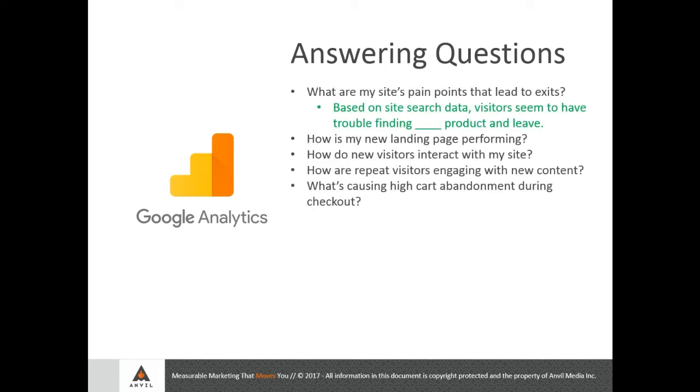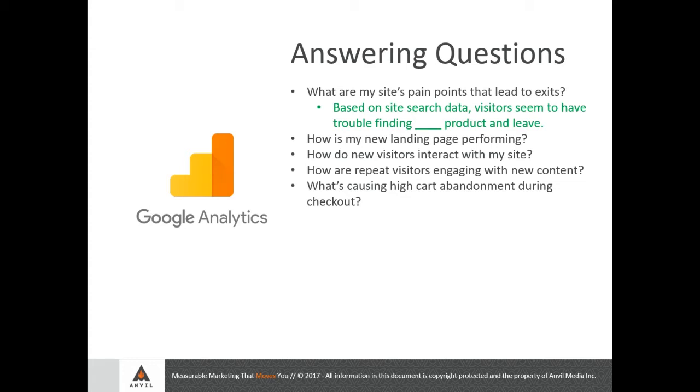What are my site's pain points that lead to exits? Well, you might find that based on site search data, visitors seem to have trouble finding X product and they leave. Okay, well, this is something you can form a hypothesis on. What if I better label this product, or create an ad for it, or put it in a different category, or label it differently, do something to make it so people aren't having trouble finding this product.